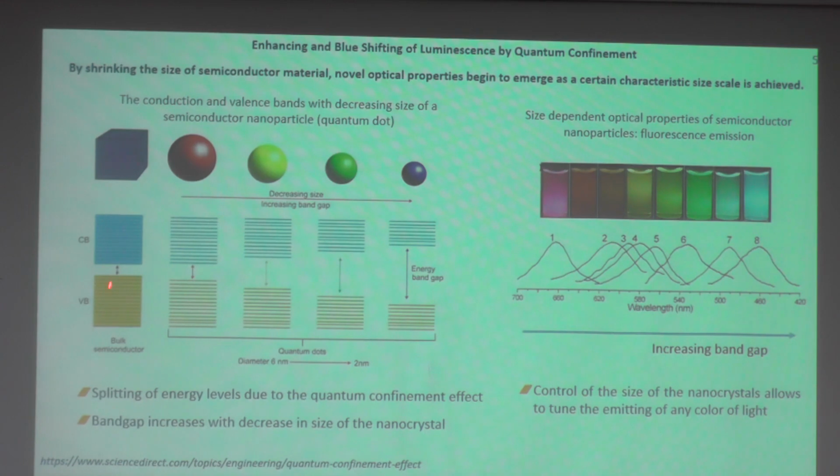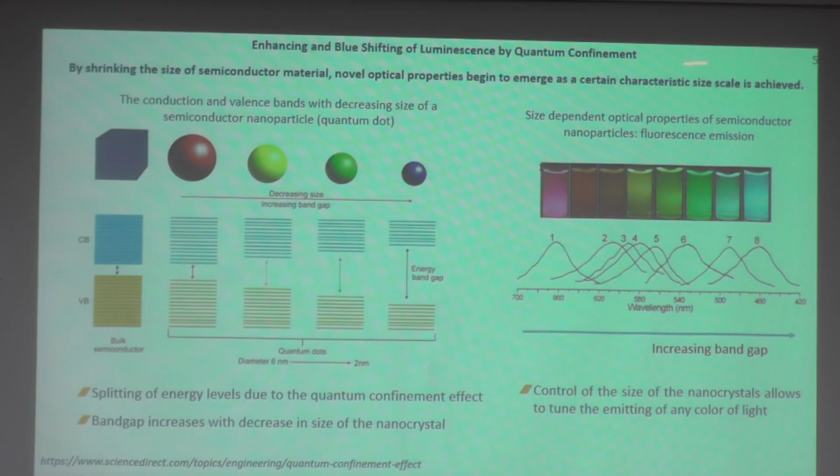For bulk materials, we have a low band gap, and if we decrease the size of the semiconductor nanoparticle, we can see the increase in the energy band gap. We can also see the splitting of energy levels, and this all happens due to the quantum confinement effect. So the band gap increases with decrease in size of the nanocrystals. This change in the band structure also influences the properties of the nanoparticles.